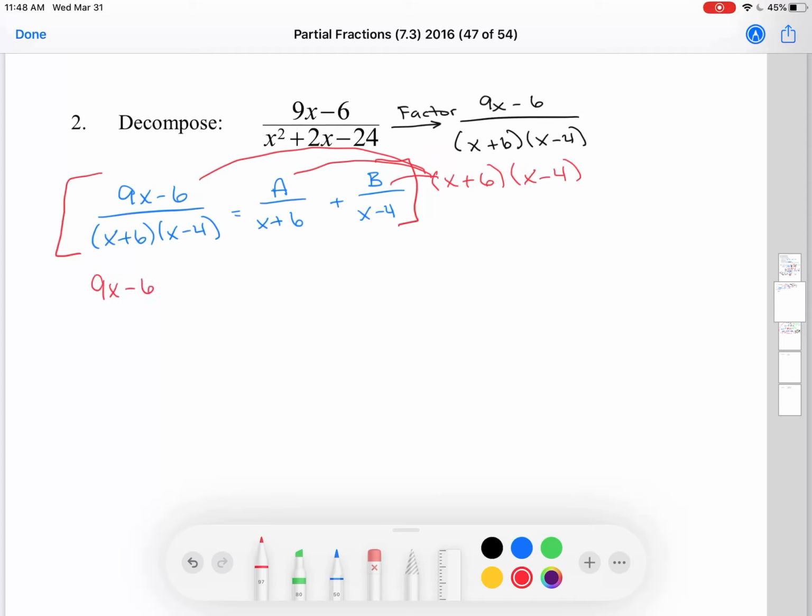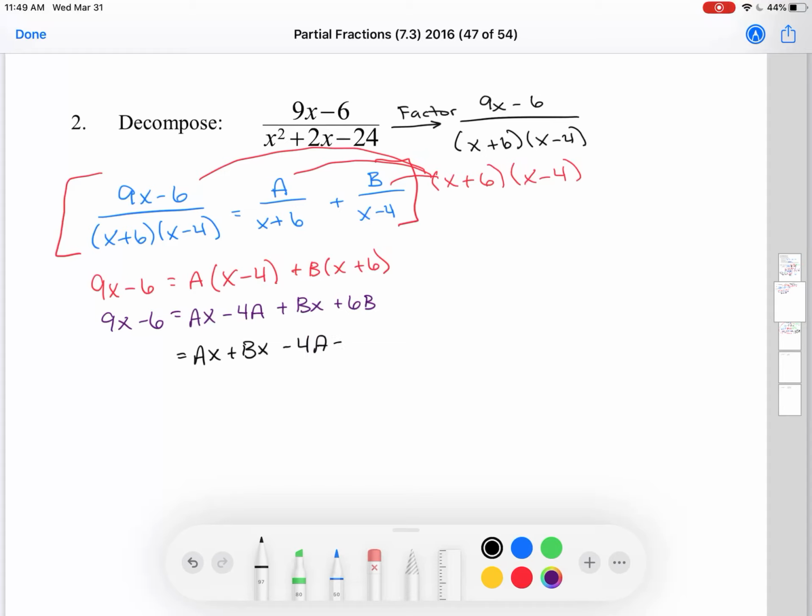From there, I will have 9x minus 6. When I distribute it into the a, I'm going to be left with x minus 4. And into the b, I'll be left with x plus 6. Clean it up a little bit. I got ax minus 4a plus bx plus 6b. Before I can move forward, I need to group my like terms. So the ax and the bx get to go together, while the negative 4a and the plus 6b go together.